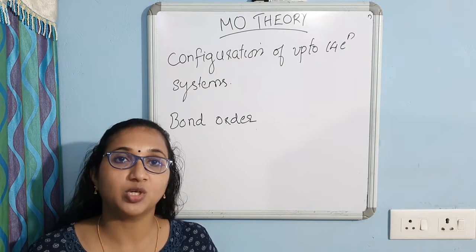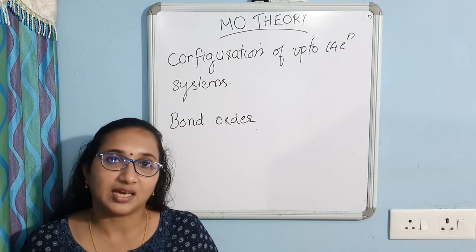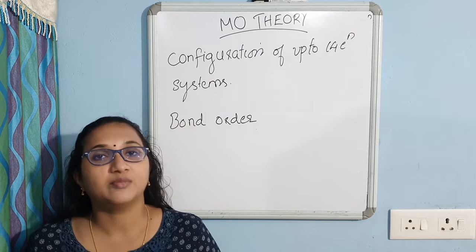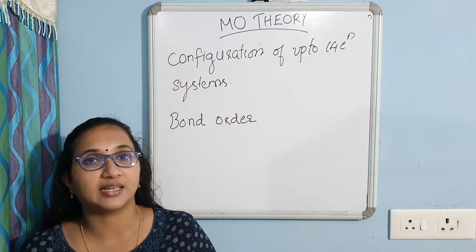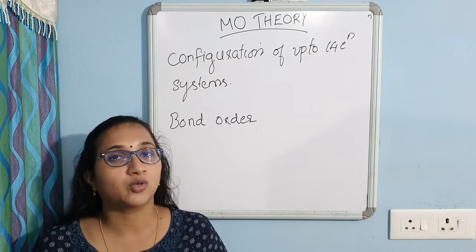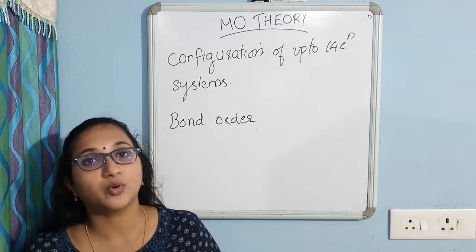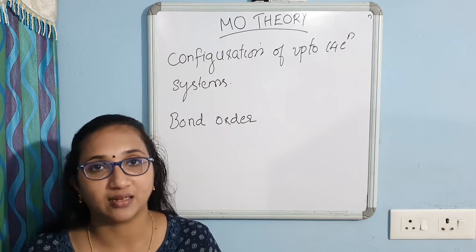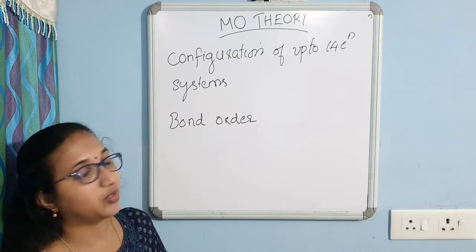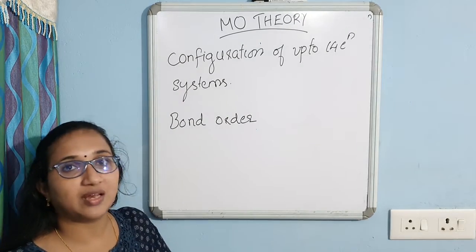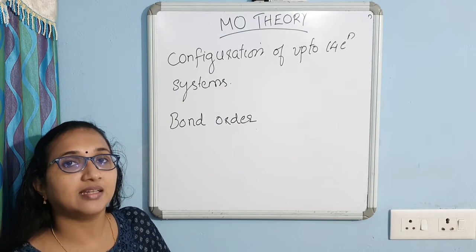Today we are discussing a continuation of what we have seen in the previous video, that is molecular orbital theory. In the previous video, we saw the main concepts of molecular orbital theory and the molecular orbital configurations of different molecules containing up to 14 electrons and more than 14 electrons. In this video, we go into the details of MO diagrams of molecules containing up to 14 electrons, along with calculation of their bond order, comparison of stability, etc. So these things we are discussing in this video.